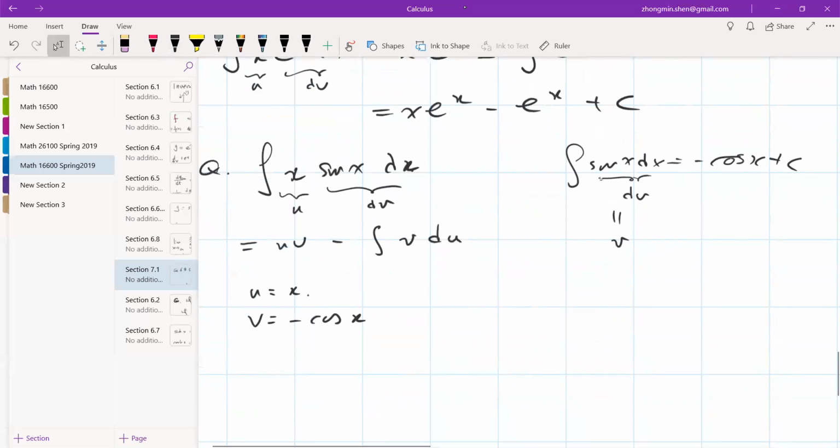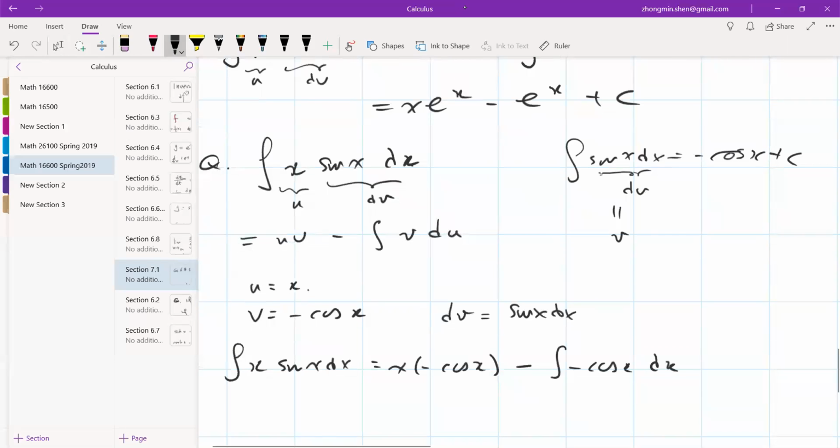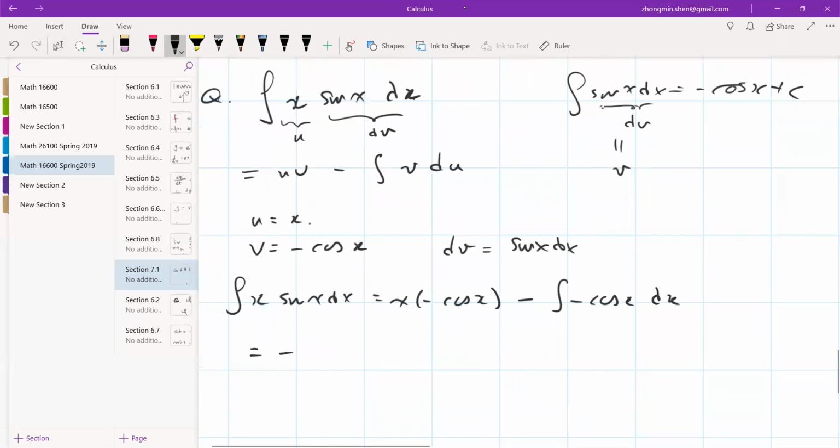So the integral of this sine is going to be u times v, x times negative cosine x, minus the integral of v du, negative cosine x dx. du is just dx. So the antiderivative of cosine x is just sine x. Don't forget to put a constant. That's it.